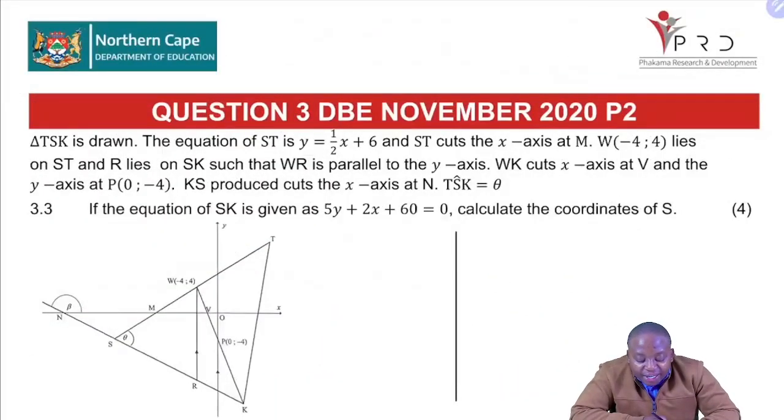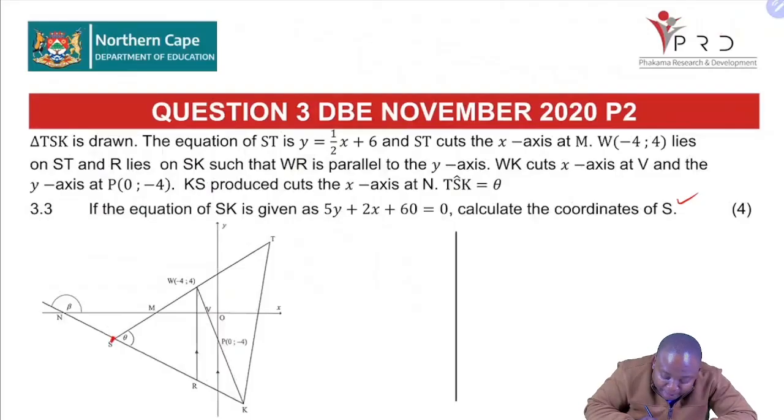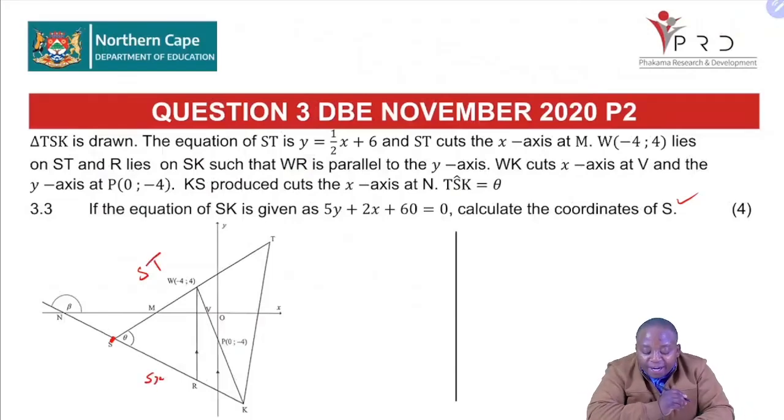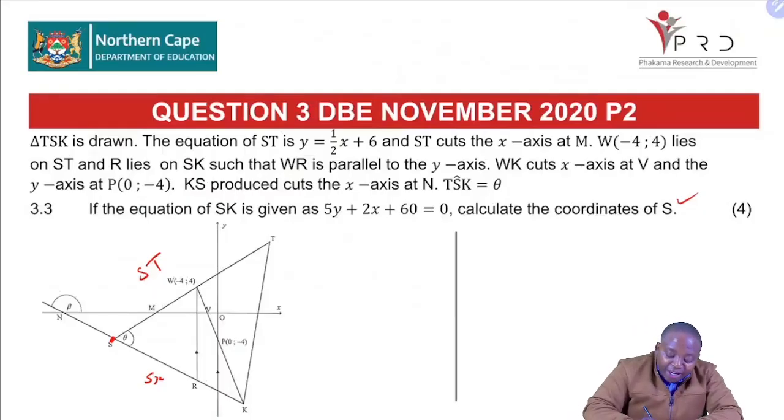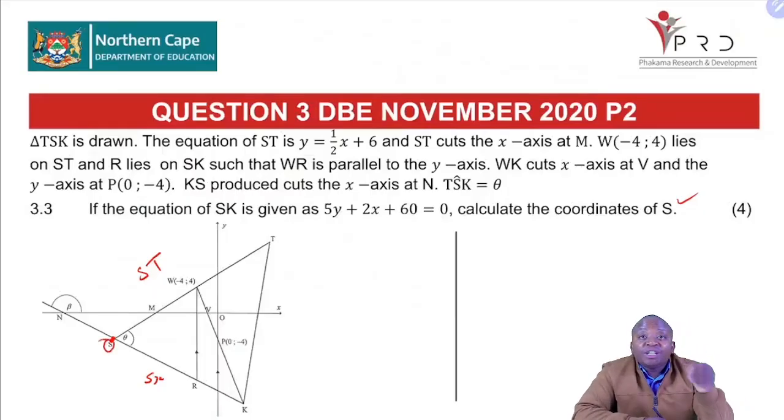If the equation SK is given as 5y plus 2x plus 16 equals 0, calculate the coordinates of S. Let us look at what S is. It is the intersection between ST and SK. Then how are we going to find the coordinates of S? Since it is the point of intersection, we are going to use simultaneous equations to find that point. Remember, when you use simultaneous equations in paper 1, we are finding where the two lines intersect.